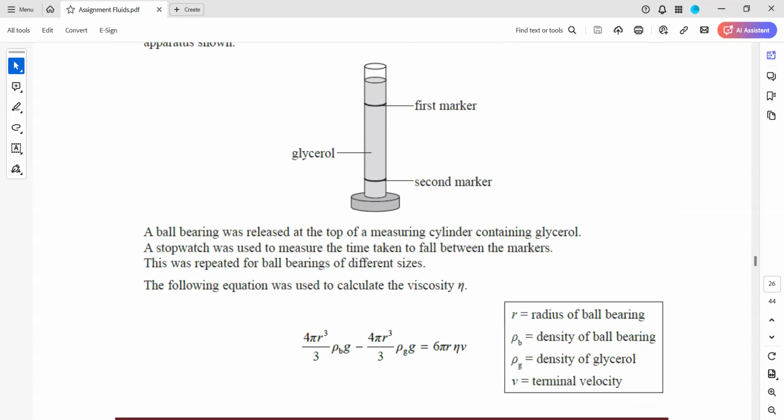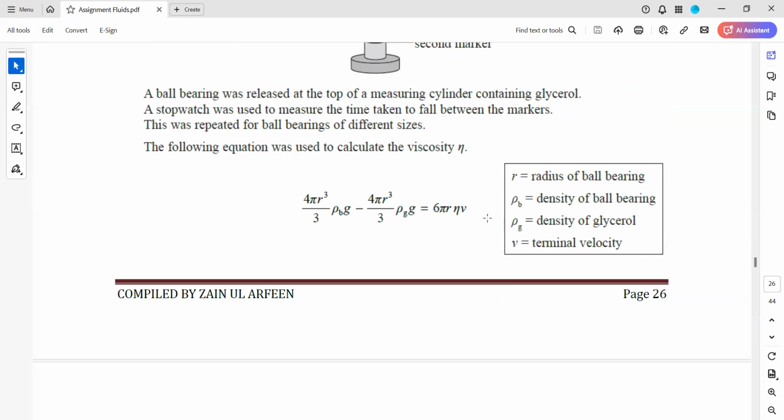Because as I mentioned, if you remember, we usually plot a graph between v and r squared. And how do we work out v? So we measure the distance and time between the markers to get v, and we measure the size of the sphere by using a micrometer. These are the two quantities which we need.